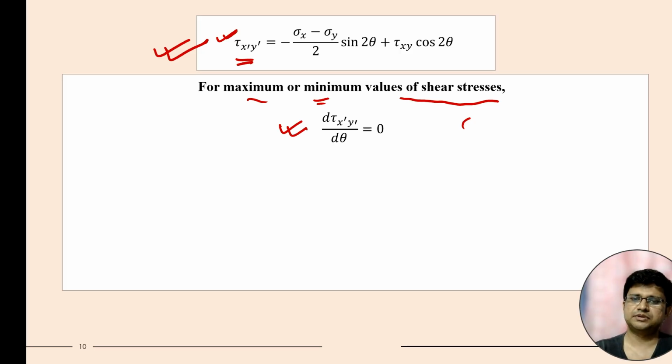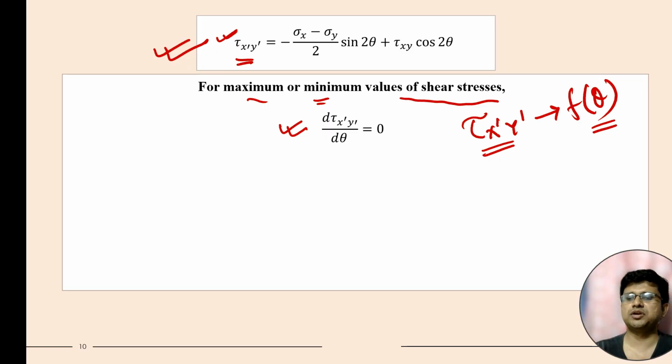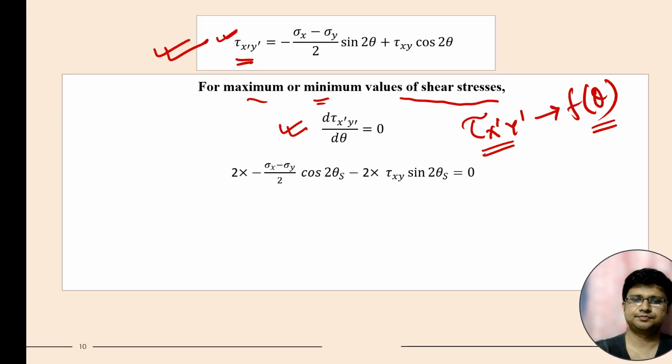We know that it can be maximum or minimum if the derivative of the function is 0. Here tau x'y' is also a function of theta. So if we differentiate this particular value with the independent term theta, then we will get either the maximum or minimum value of shear stress. This is the constant term, and for sine 2 theta the derivative will be 2 into cos 2 theta, and for tau xy, the derivative of cos 2 theta will be minus 2 into sine 2 theta.